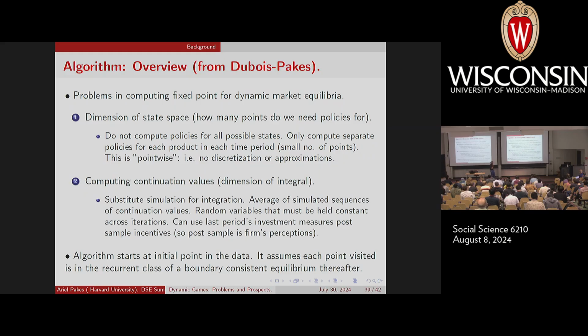Okay. So we went over this already. The two problems of computing equilibrium, why it's such a mess, is the state space, the amount of states that I need to keep track of, each value for each state variable for each firm. And then the dimension of the integral that I'm going to integrate out over, because everybody can move to different places and that can get large also. So here's how I'm going to get around it. I'm not going to compute for all states.